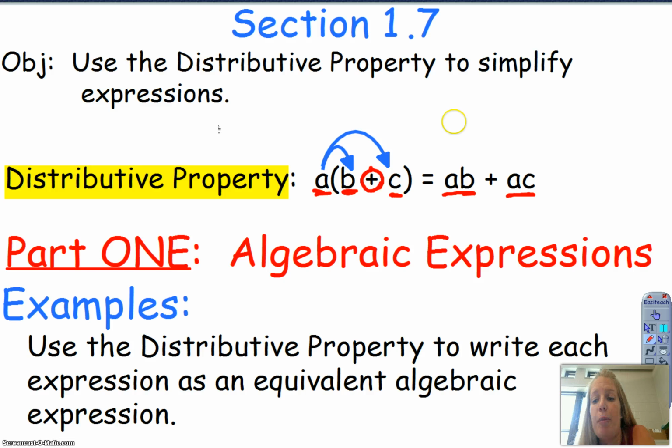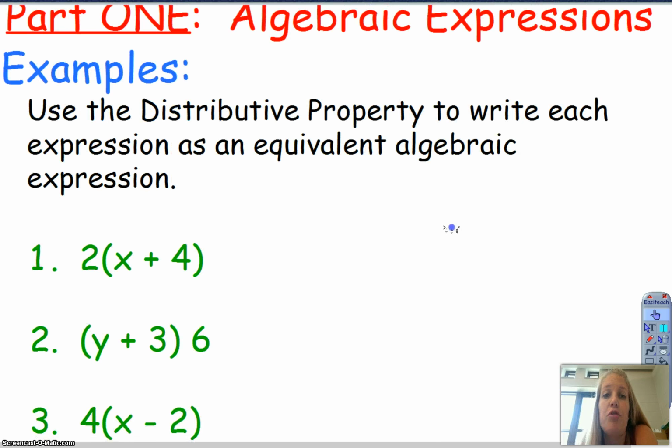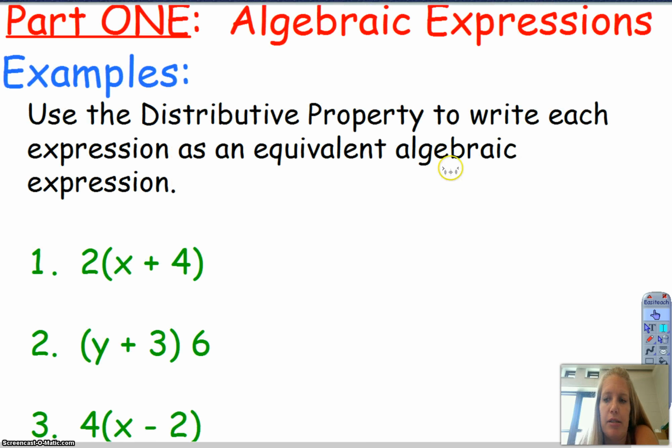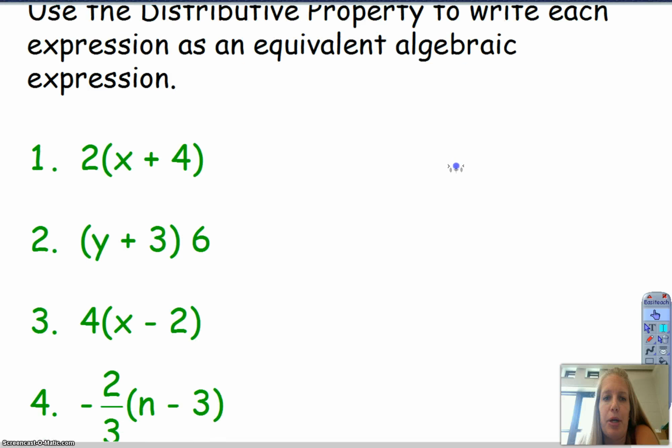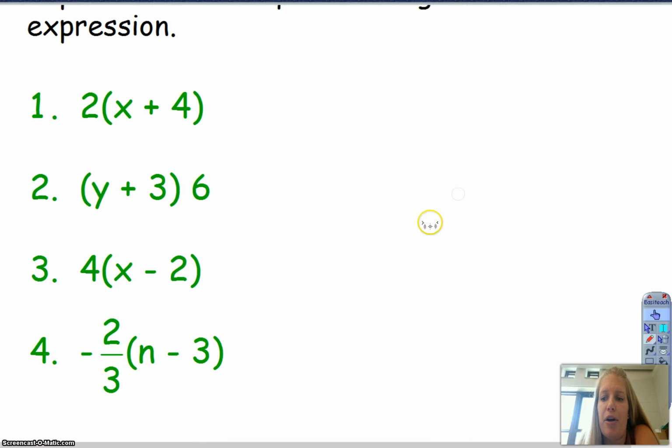So part 1, there are 4 parts in this lesson, so it's going to be a little bit longer. Part 1. You do not need to write down the directions. So we have 4 examples that we're going to do. They're going to get progressively harder as we go.